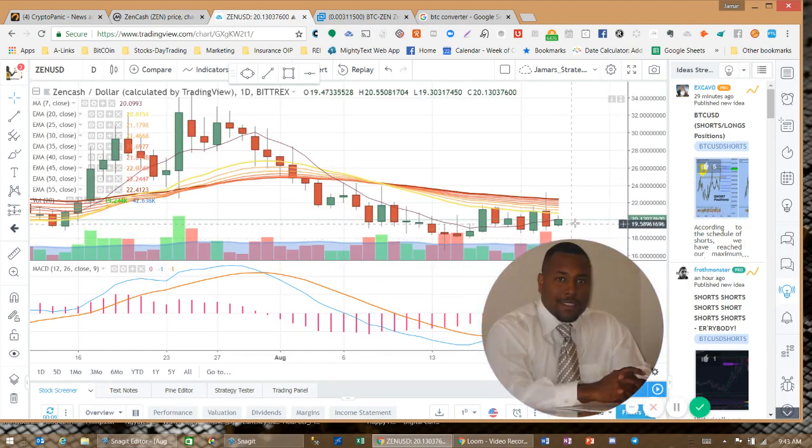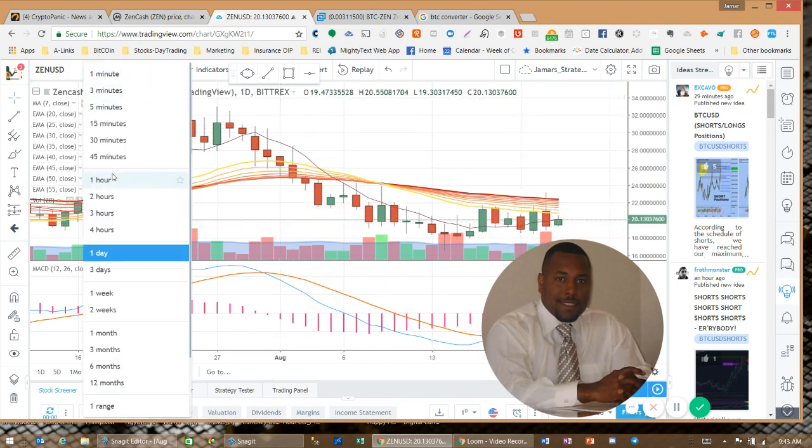So this is a strategy that we teach. Resistance would be about 22. So that gives me a $2 spread. I know the bottom, and I know the top. I have a plan of where I want to sell and where I want to buy, and I'll show you more of this strategy.